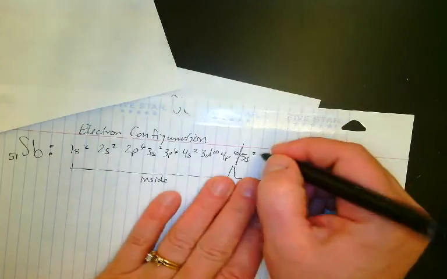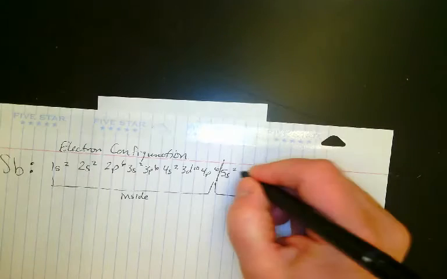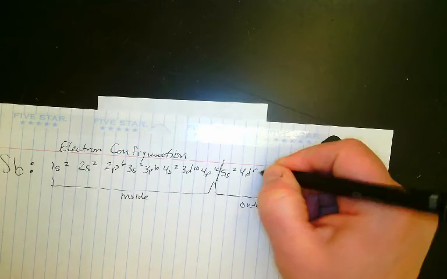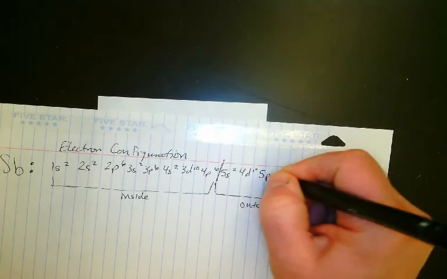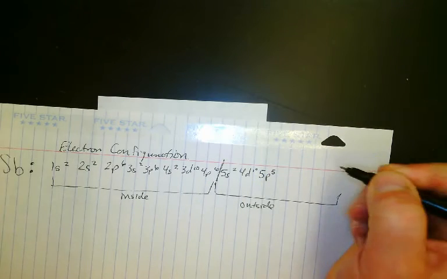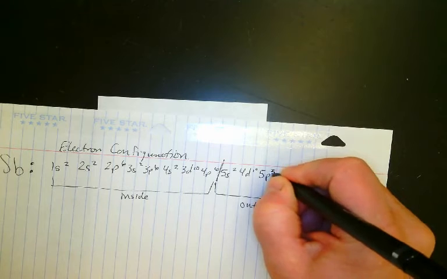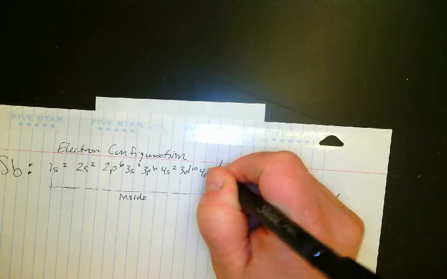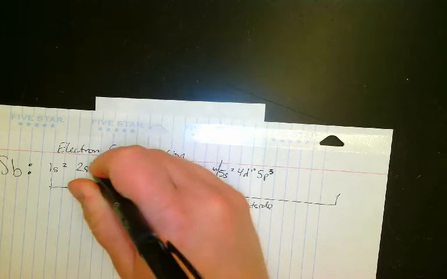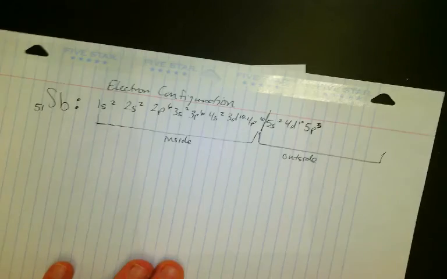Okay? So now I'm going to go from 5s to 4d. Fill up the d. Then I'm on 5p. And then what am I going to write? p3, not 5. Then to check yourself, I'm going to add up all these numbers, and they should equal 51, and they do. Does that make sense?